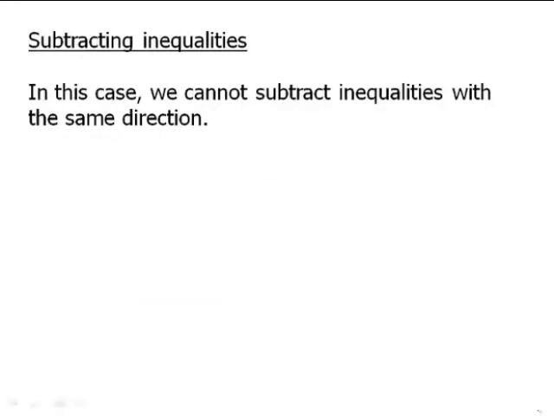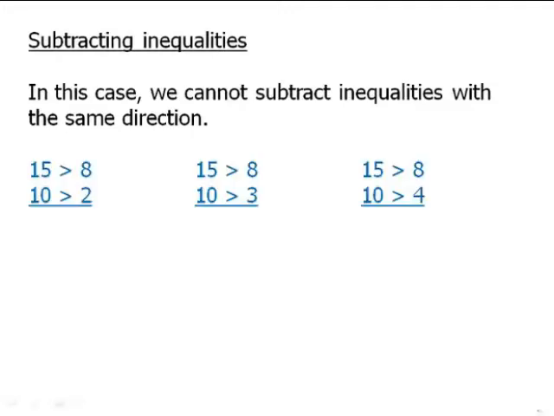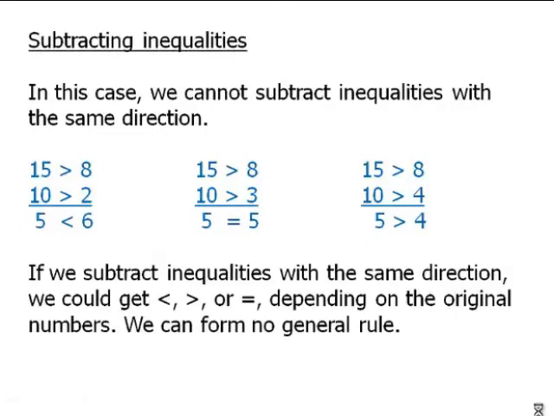So in this case, for subtracting inequalities, we cannot subtract inequalities with the same direction. So here are a bunch of inequalities. These are valid inequalities, all lined up so the inequalities are in the same direction. Notice that if we subtract, in different cases, we could get a less than sign, an equal sign, or a greater than sign. If we subtract inequalities with the same direction, we could get any of those signs. So again, it's pure mathematical nonsense. If you subtract two inequalities with the same direction, there's no way to predict what kind of relationship will result.